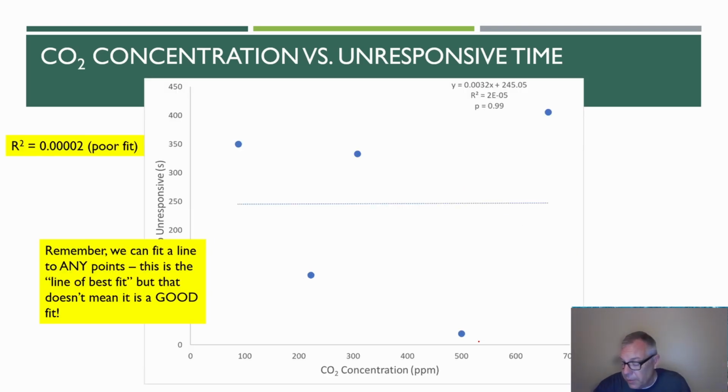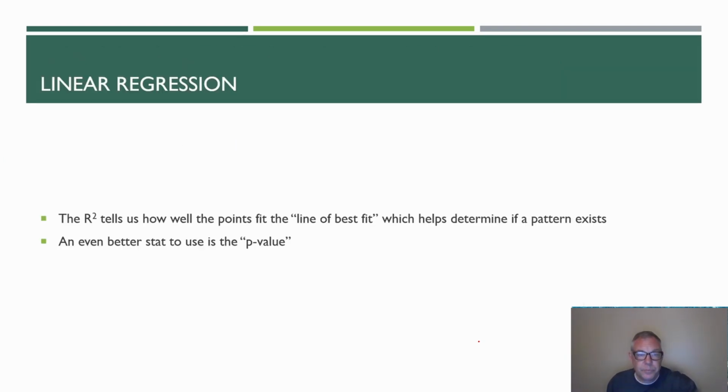And if I look here, there's essentially no pattern. There's really no visible relationship between CO2 concentration and unresponsive time here. Yet I still got a line. I can always fit a line to a set of points. Doesn't mean that line is any good. And so that's why we have to evaluate the quality of that line. I can always find a best fit, but it may not be a good fit.